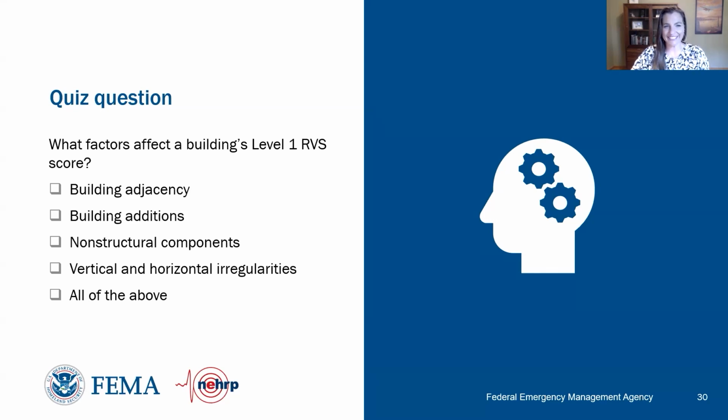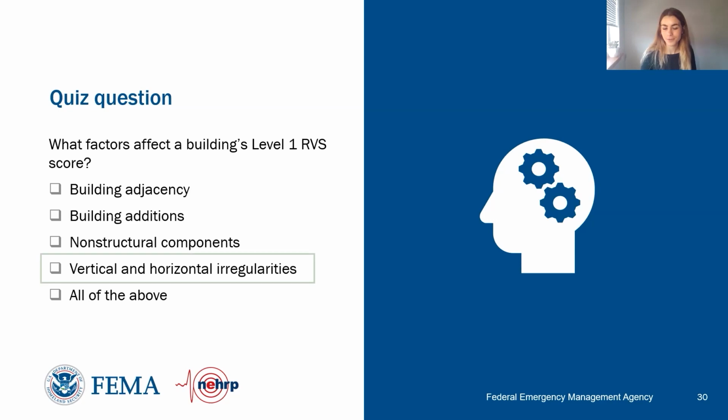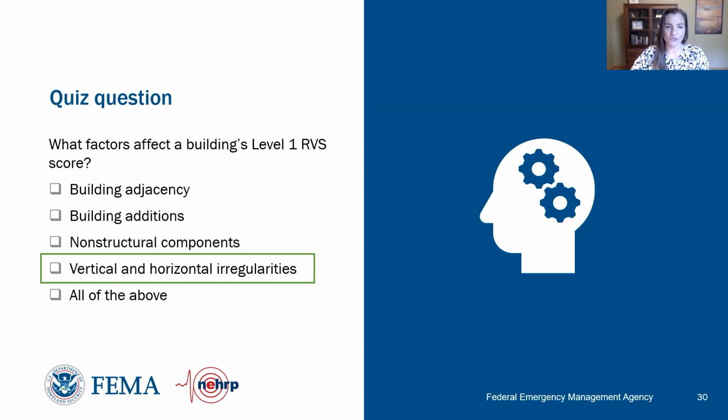All right, Gigi, do you have thoughts? Yes, so while these all affect the building's seismic performance, only vertical and horizontal irregularities will affect the score. That's right, because during the level 1 screening, we want to document building adjacency, whether there's pounding and additions and any vulnerable non-structural components. But those are just documented. There are no score modifiers associated with those. So only vertical and horizontal irregularities will affect the level 1 score.